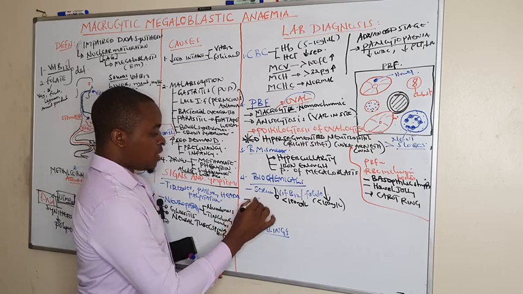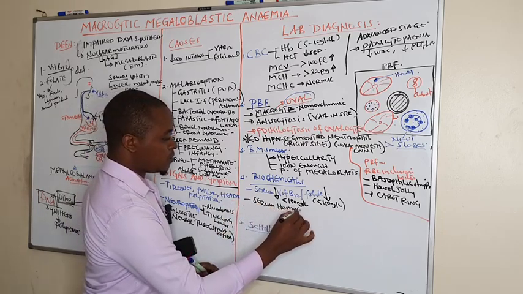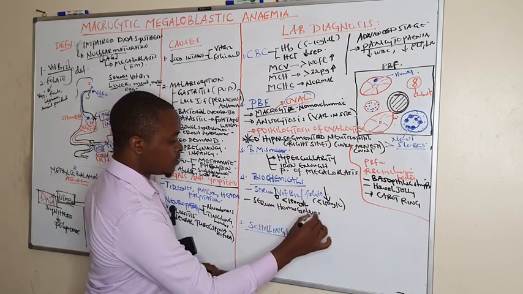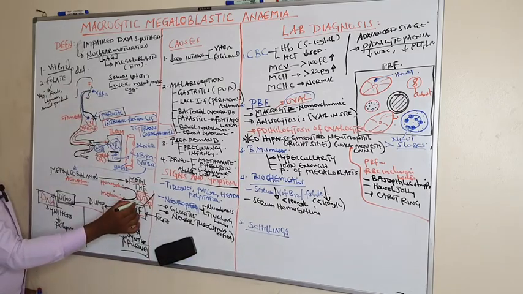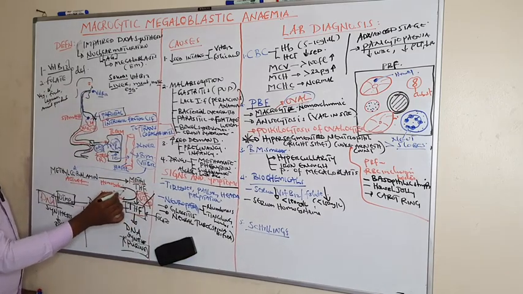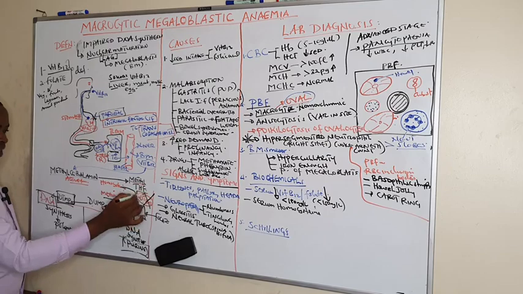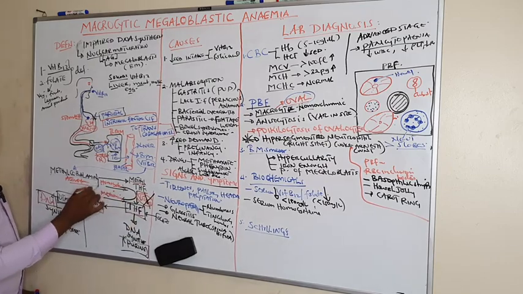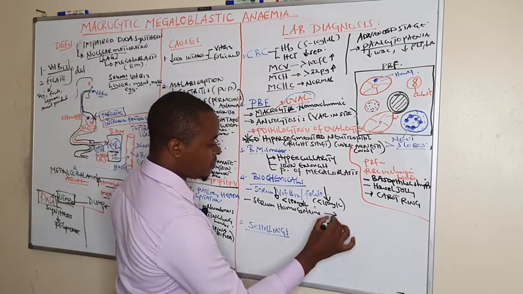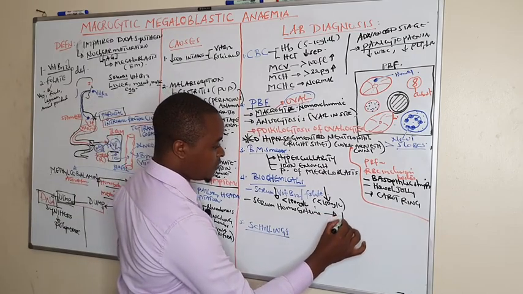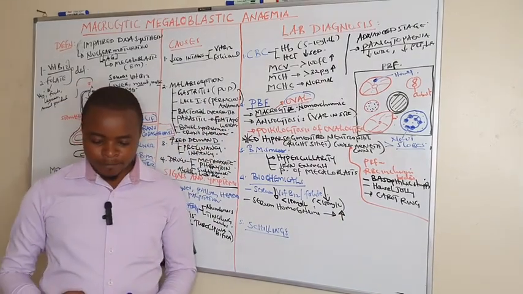Then we can also do another test known as serum homocysteine. We saw here that in the presence of vitamin B12, homocysteine is converted to methionine. So when there is no vitamin B12, there are increased levels of homocysteine. So in megaloblastic anemia, we find increased levels of homocysteine.